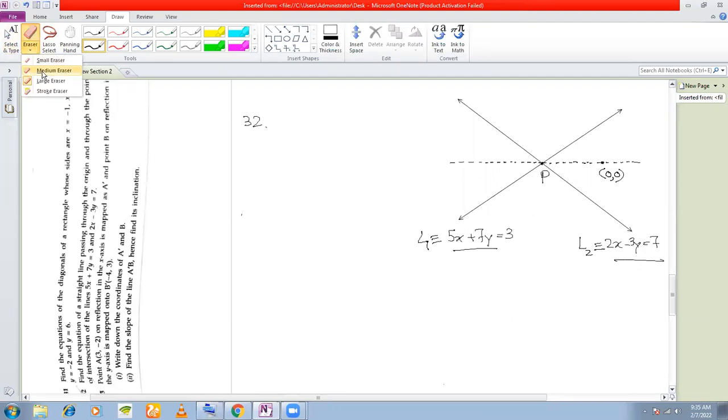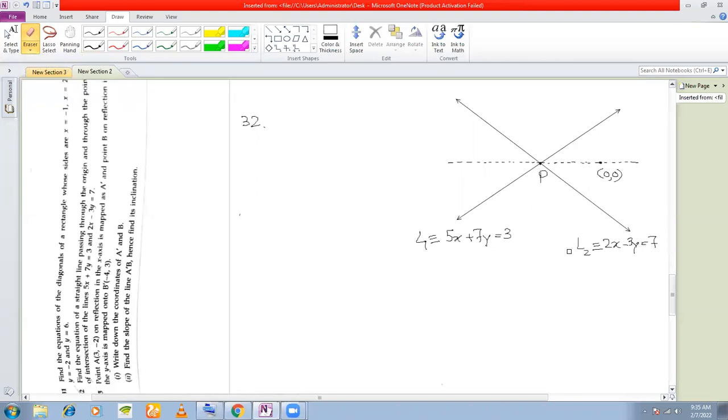So how do you attempt to find this equation? See, first of all, how do you find out the point of intersection of two straight lines if the equations are given? You solve the two equations simultaneously, right? So given here, equation is 5x plus 7y minus 3 is equal to 0. And what is the other equation? 2x minus 3y minus 7 is equal to 0. I have made the left hand side 0.